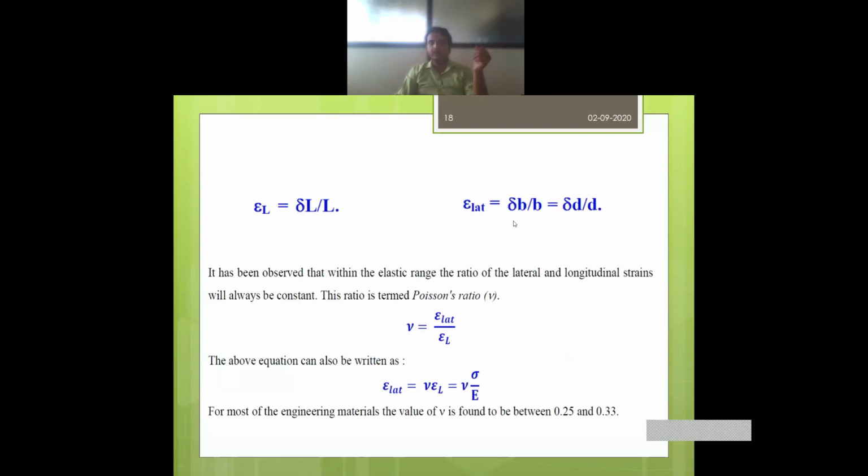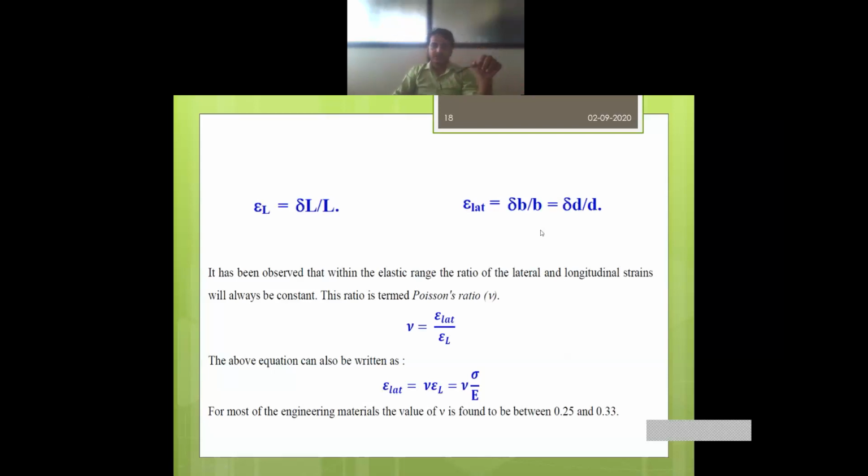Say the diameter of this pen is originally 10 centimeter, and when I pull, the diameter becomes 8 centimeter. So what is the change? 2 centimeter. So 2 centimeter divided by the original 10 centimeter, 2 by 10, will give you the lateral strain. That is, what change happened in this direction.